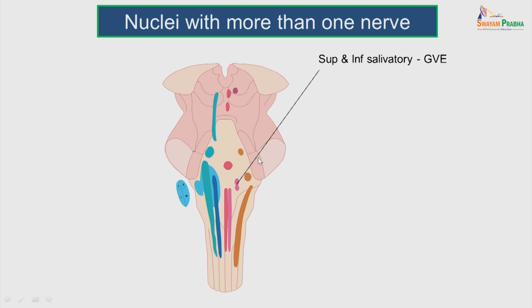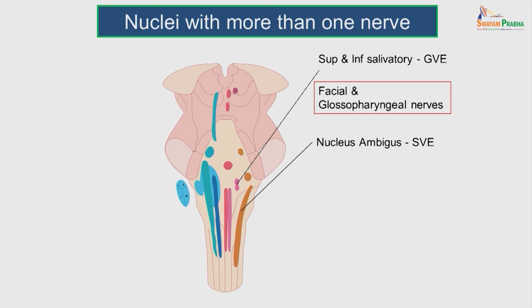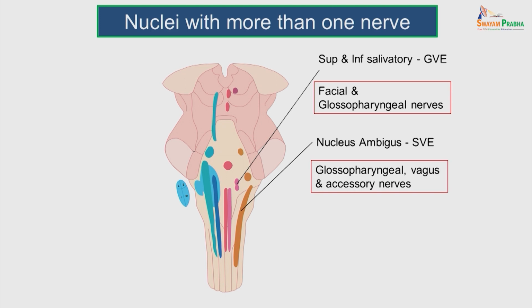One is the superior and inferior salivatory nucleus, that is the general visceral efferent column. This is present in the facial and glossopharyngeal nerve. That is the superior and inferior salivatory nucleus. Then the nucleus ambiguus, it is the special visceral efferent. This is shared by the glossopharyngeal, vagus and accessory nerve.